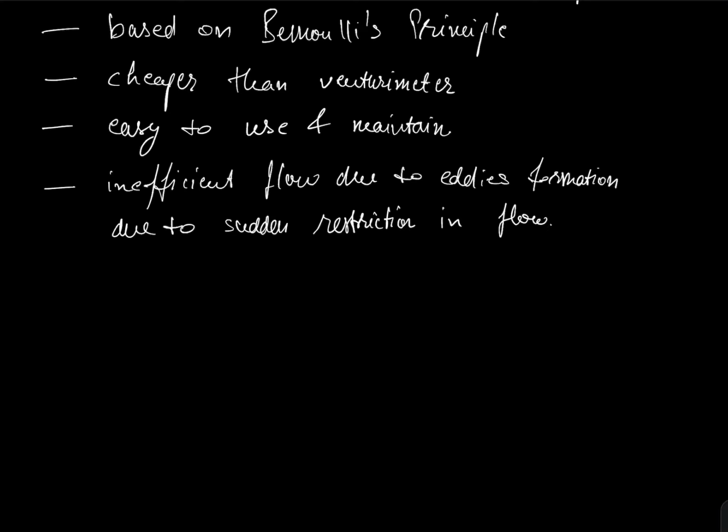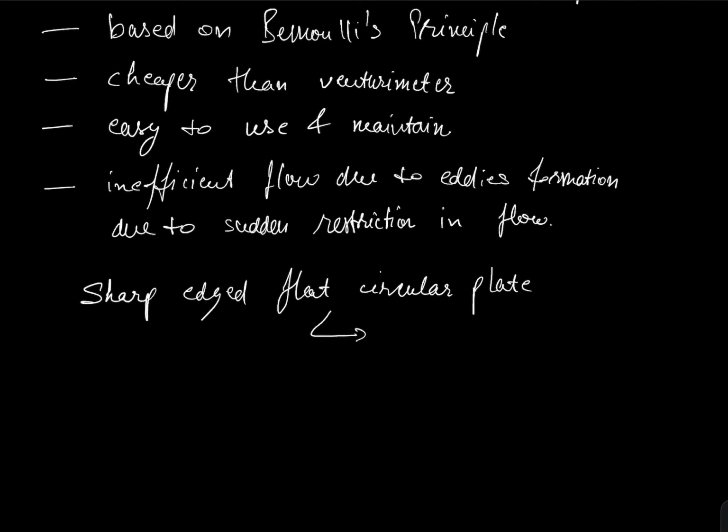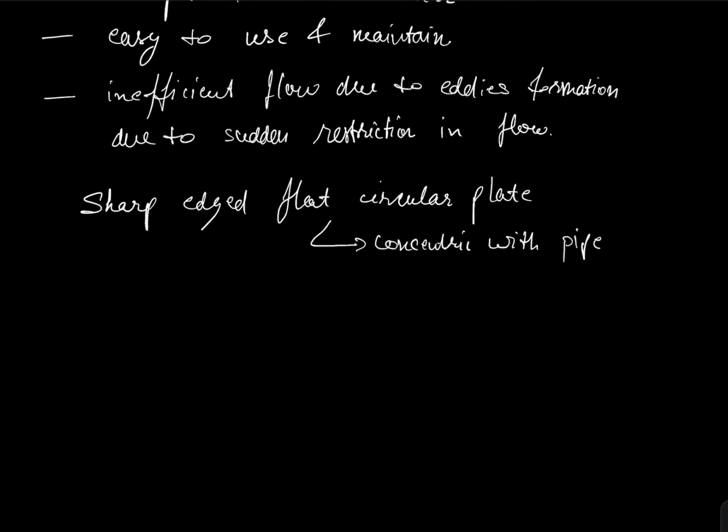However, orifice is sharp edged. What is orifice meter? It is a sharp edged flat circular plate, and this plate is concentric with the pipe. Which pipe? The pipe in which you want to measure the flow rate. So this is basically a plate that is inserted in a pipeline in which you want to measure the flow rate. We will see how it works now. I hope you understand what is orifice meter.